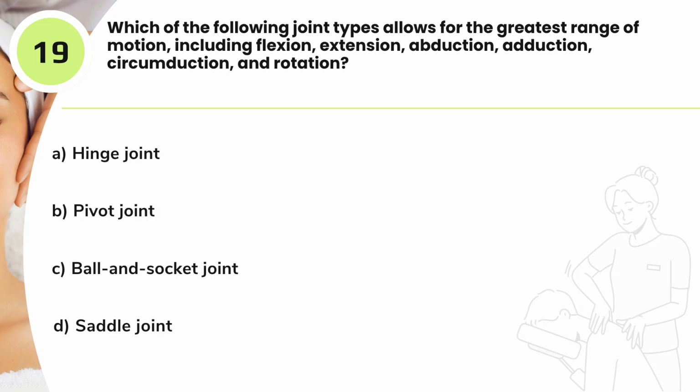Question 19. Which of the following joint types allows for the greatest range of motion, including flexion, extension, abduction, adduction, circumduction, and rotation? A. Hinge joint. B. Pivot joint. C. Ball and socket joint. D. Saddle joint.